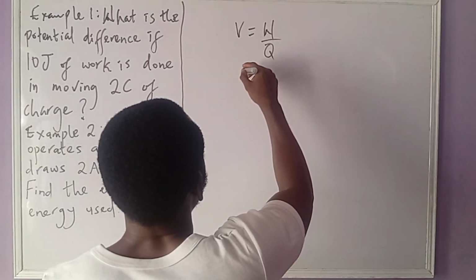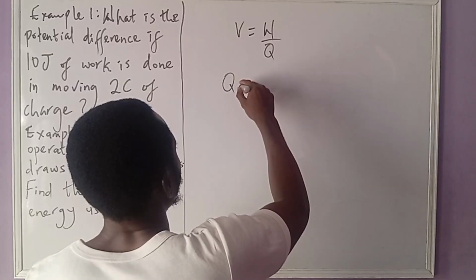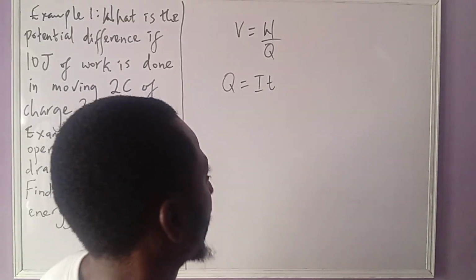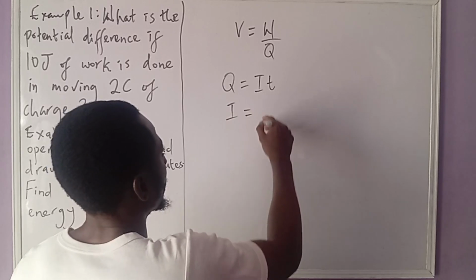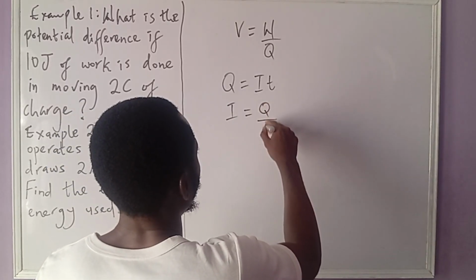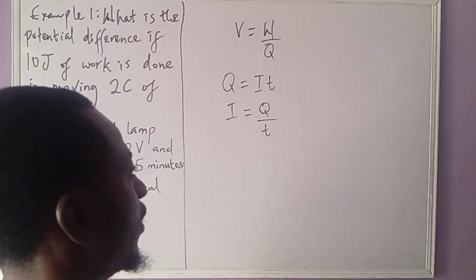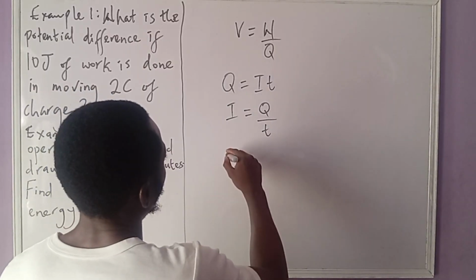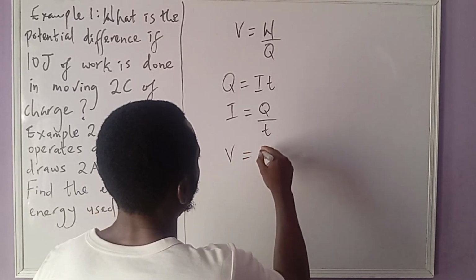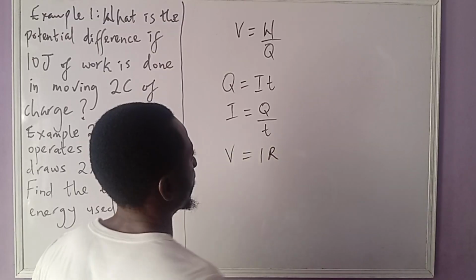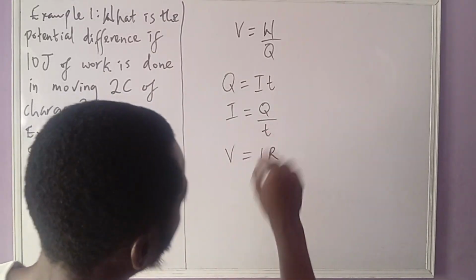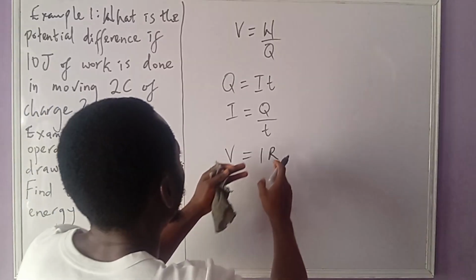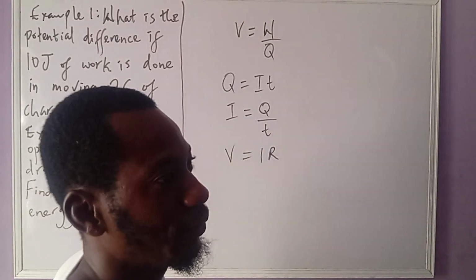We also have Q itself, quantity of charge, to be equal to the product of current and time. That means from here we can say current itself is quantity of charge moved within a specific period of time, the rate of flow of charges. And finally, from Ohm's law, we have potential difference to be equal to current multiplied by resistance. So if you know all this, definitely you can start putting any formula into another formula.